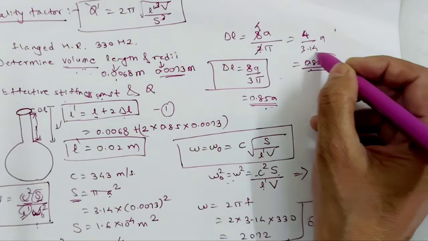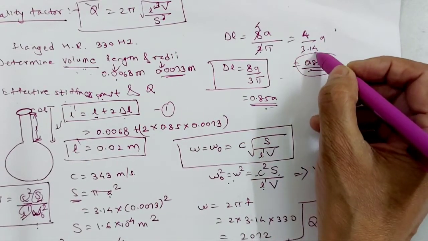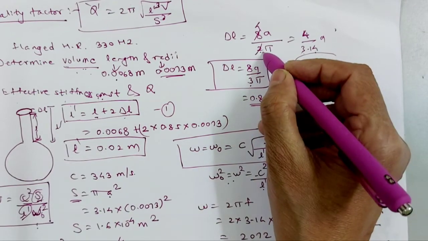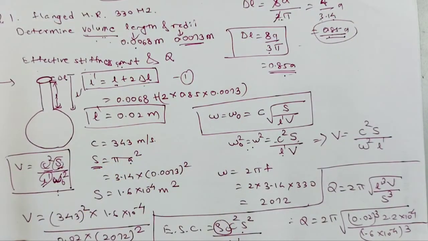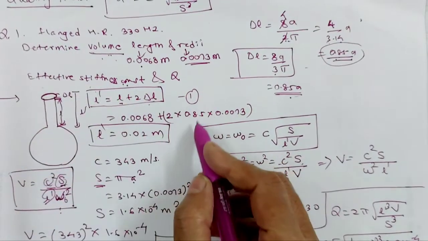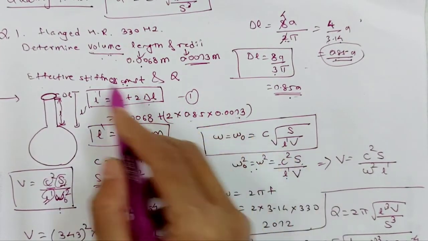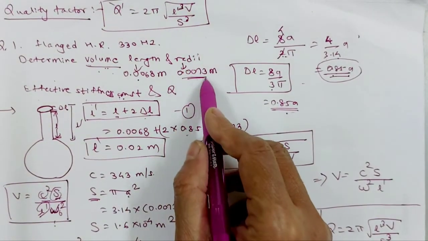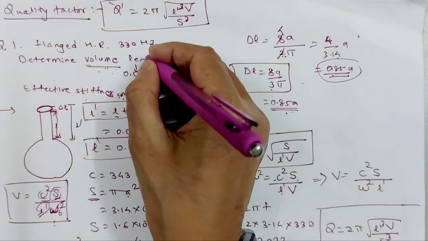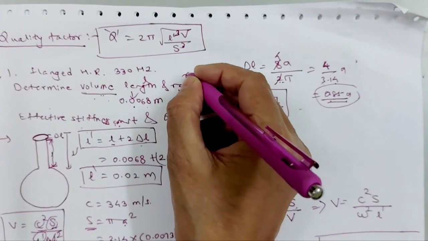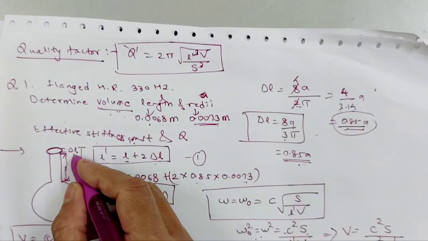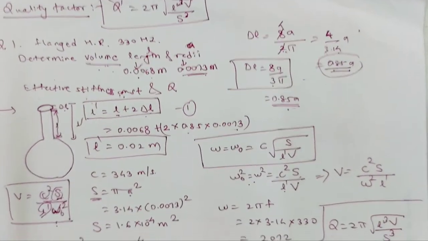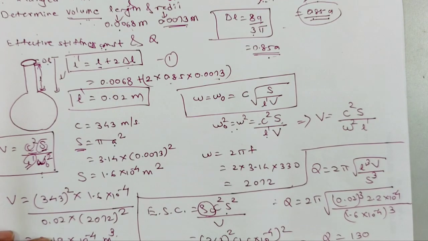One thing I made very clear: 4 by 3.14 can't be 0.85, so it has to be 3 pi and not 2 pi. So when I say flanged, you'll use the formula 0.85a, and when it is unflanged you'll use 0.65a. A is usually the radius and L is the length. This is the length, this is A; they say A, that's why this value should be A. So this is how we will be solving the numericals on the Helmholtz resonator.